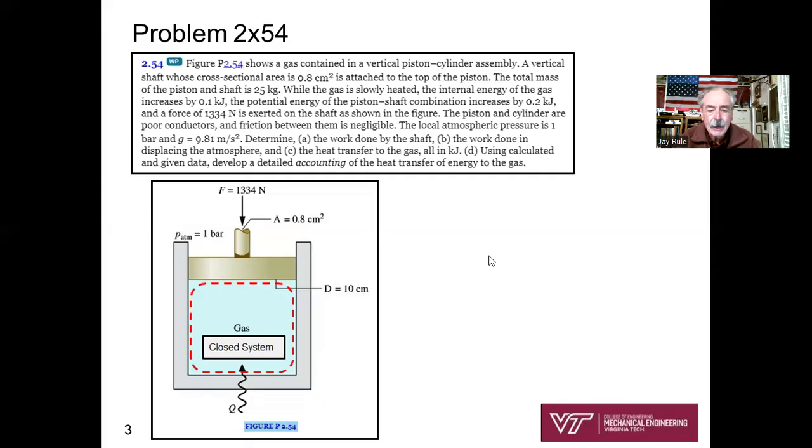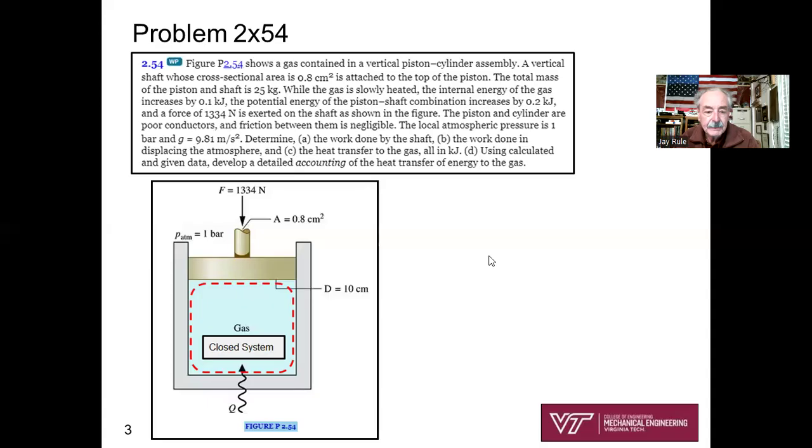While the gas is slowly heated, so we're adding heat to the gas inside the piston and cylinder, the internal energy of the gas increases by 0.1 kilojoules. That's going to be a key. The potential energy of the piston and shaft combination increases by 0.2 kilojoules. That's going to be a key. And it also says that a force of 1,334 newtons is exerted downward on the shaft, and that would be in addition to the weight, as shown in the figure.